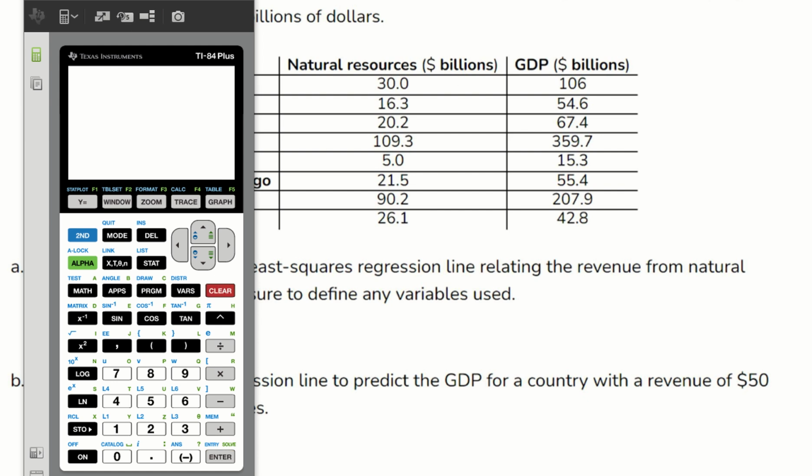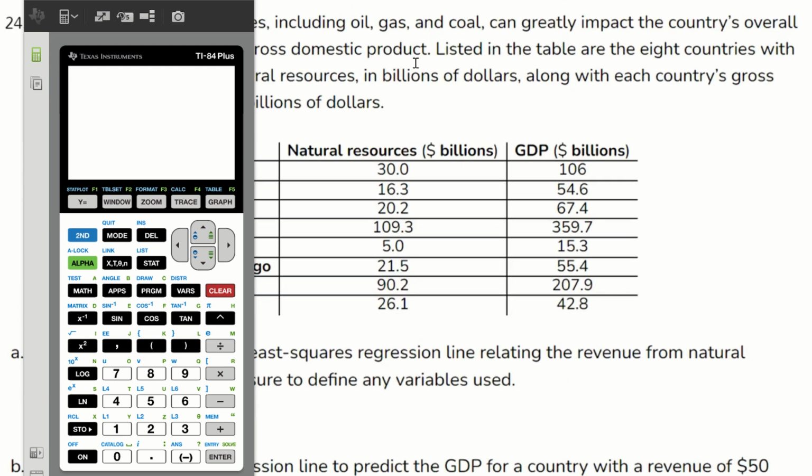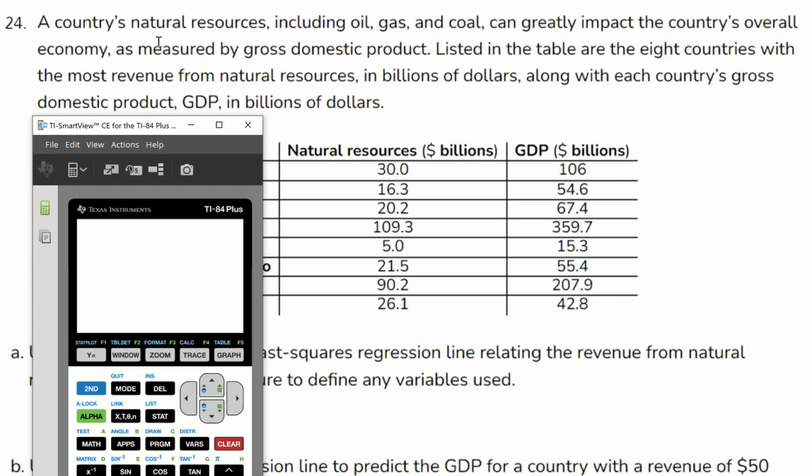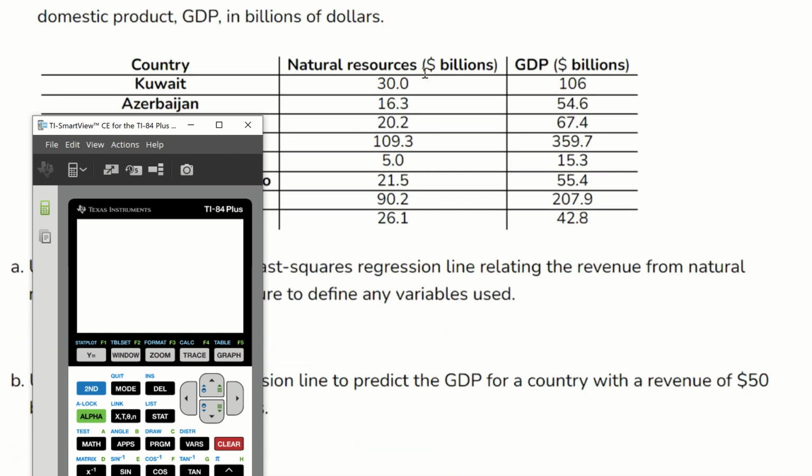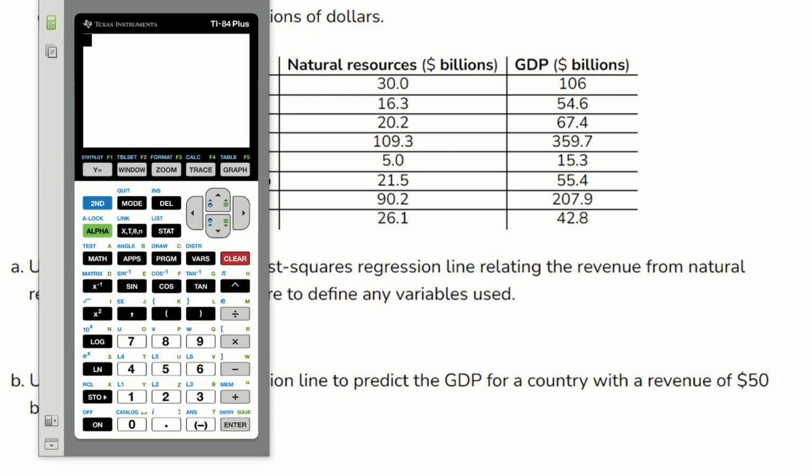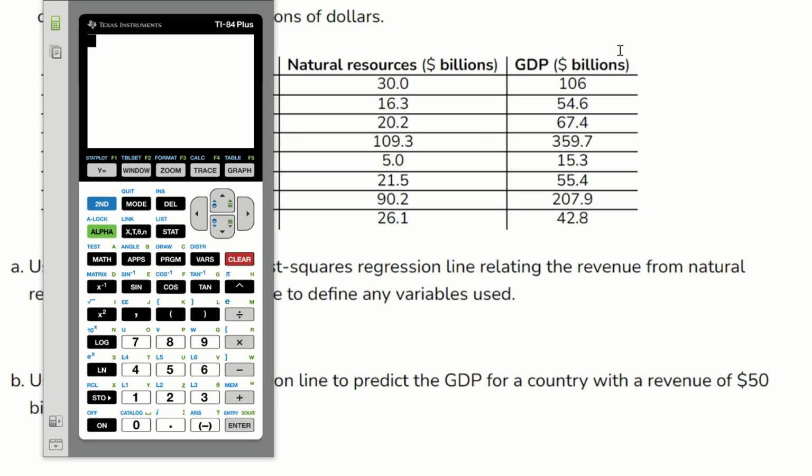So here we're going to say that the natural resources are going to influence the GDP, the gross domestic product, right? If you look in here, it says that the natural resources can greatly impact the overall economy measured in GDP. So this is actually going to be X, right? Natural resources is X and GDP is Y, okay? Because the X influences the Y. The natural resource influences the GDP.